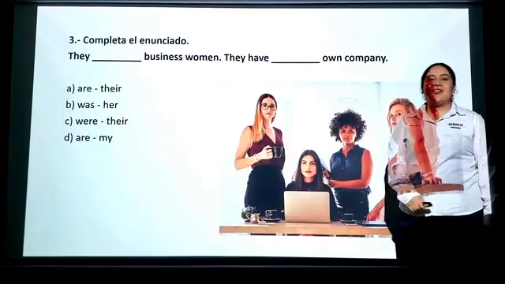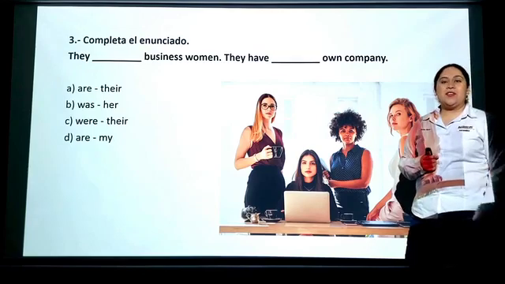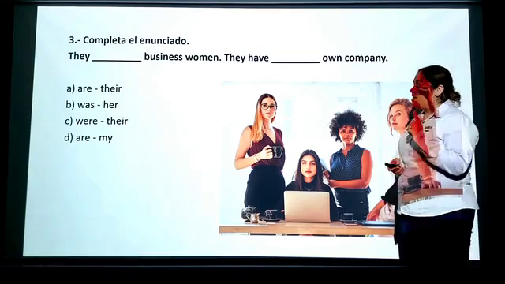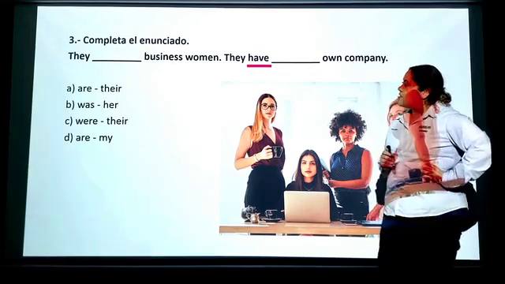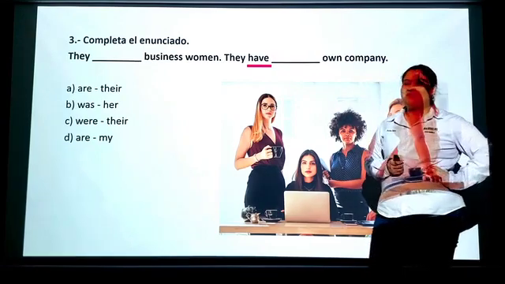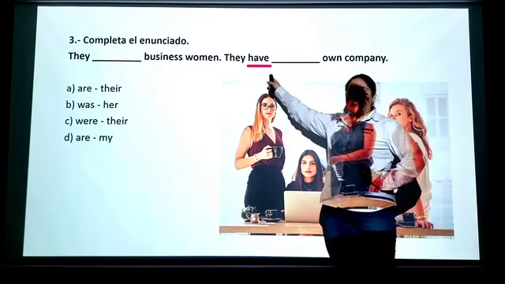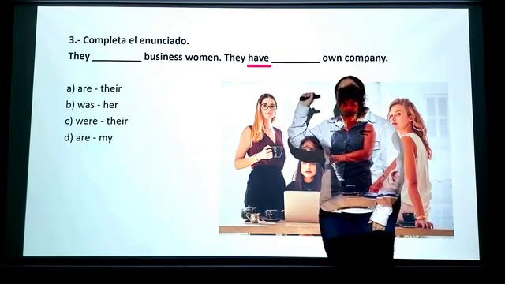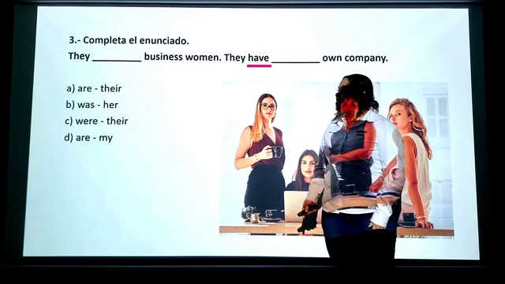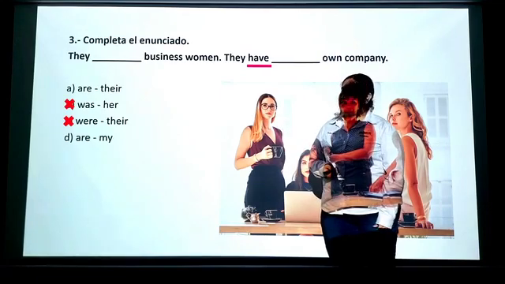Let's continue. Number 3. Complete the following statement. Now we have 2 blank spaces. Let's pay attention to these. They are business women. They have own company. This is highly important since this verb is telling us that the whole sentence is going to be in present. Knowing this, we're going to eliminate B and C since those are written in past tense.